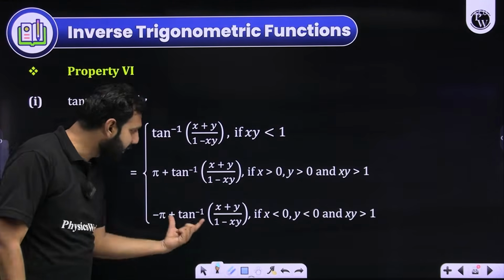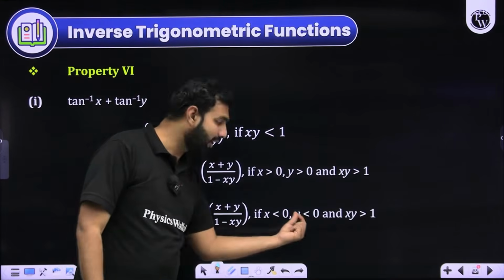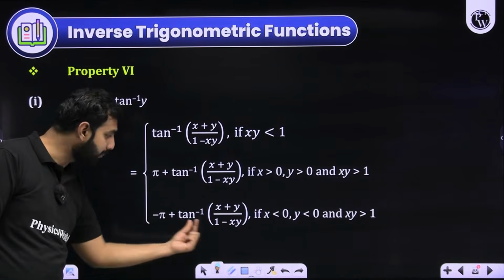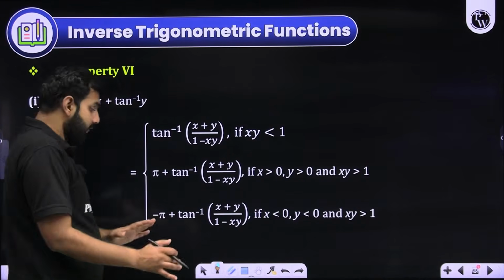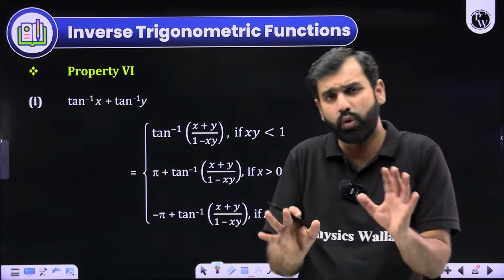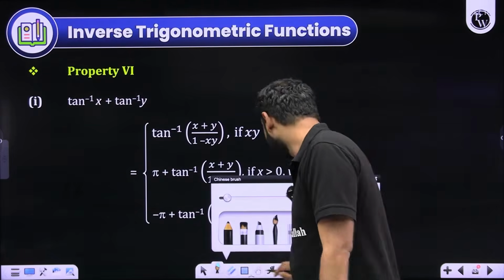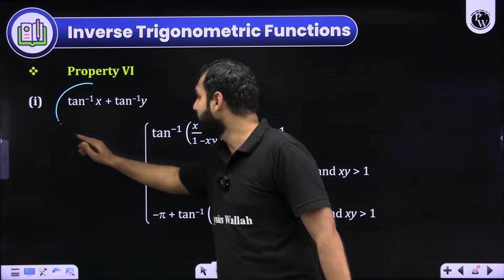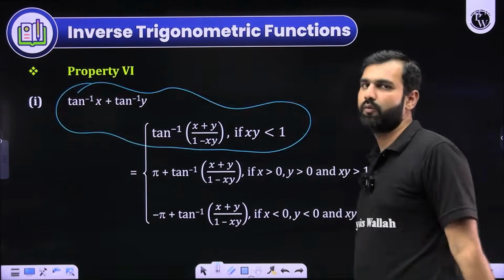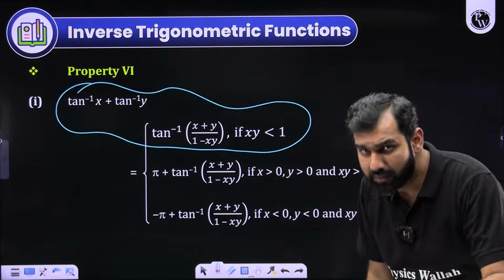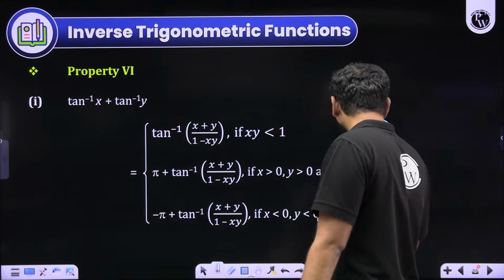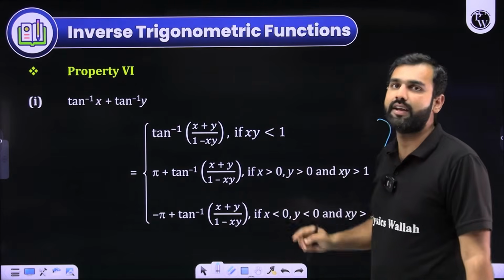So I have to make some adjustments. For example, whenever x and y both are negative, but still xy is greater than 1, in that case I'll add minus pi to it. Whenever I have the liberty to choose, if no variable, no data, no clarity is given, I won't hesitate in saying that tan inverse x plus tan inverse y, I'll directly replace by tan inverse of x plus y upon 1 minus xy. But if I get some more input on x and y, then I'll be more specific and use the right variant.